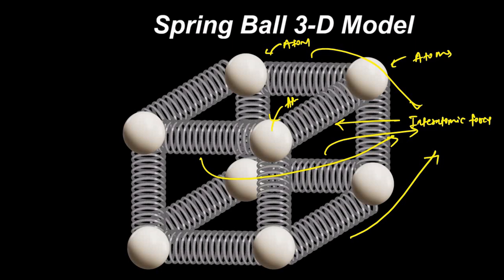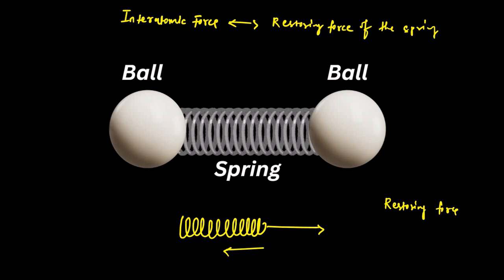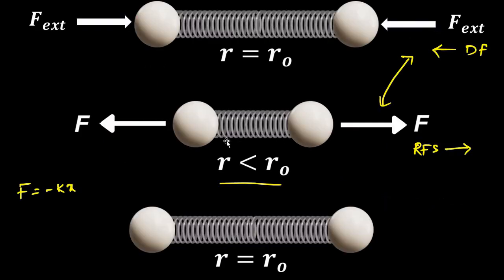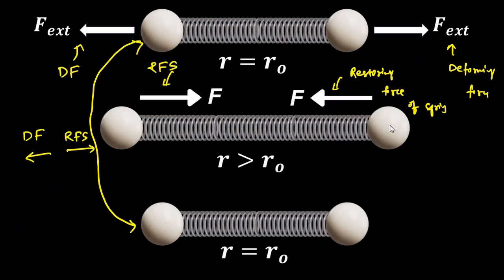When the two balls move closer to each other, the interatomic force acts in the opposite direction, which is basically the repulsive force. And when the two balls move away from each other, the interatomic force acts in the opposite direction, that is the interatomic attractive force, which is the restoring force of the spring. So the restoring force of the spring is the interatomic force.